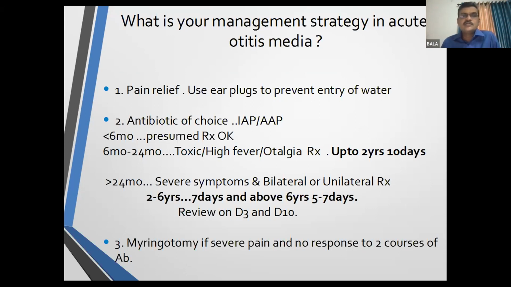And the antibiotic of choice: after pain relief, antibiotic is the drug of choice, everybody knows. There is some difference between IAP and AAP, regarding the dosage. For less than 6 months, always start empirically on antibiotic if the child presents with incessant cry, and if you use an otoscope, it's better. Between 6 months to 24 months, if the child is toxic with high fever or otalgia, we have to start antibiotic definitely. Up to 2 years, antibiotic should be given for 10 days, and 2 to 6 years, 7 days.